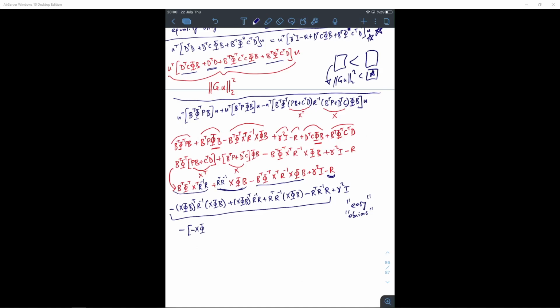X phi b plus R transpose R minus half, R minus half, right, minus X phi b plus R. Okay, that is this term, these 4 terms equal this term, right? And now I'm going to write this plus square.